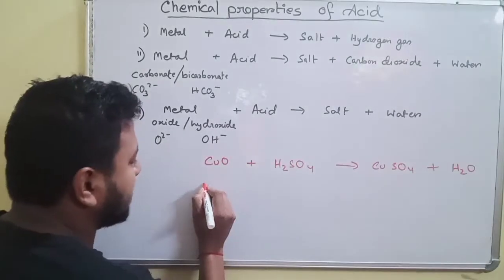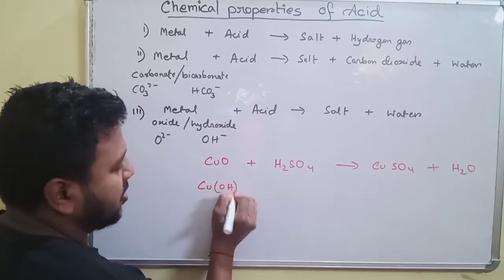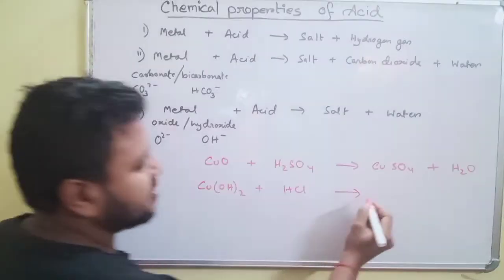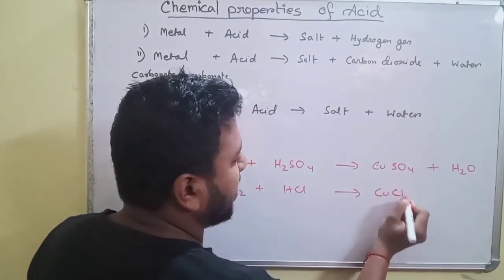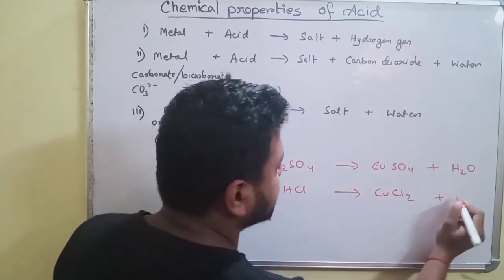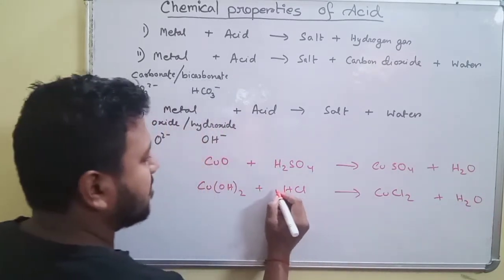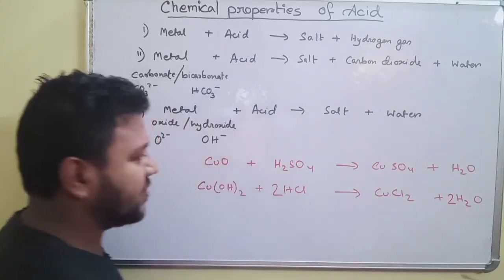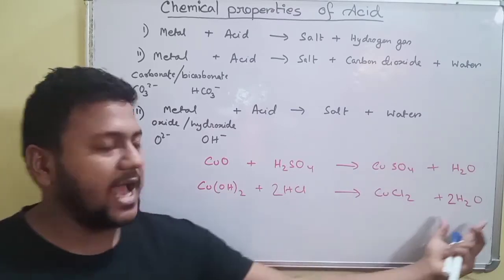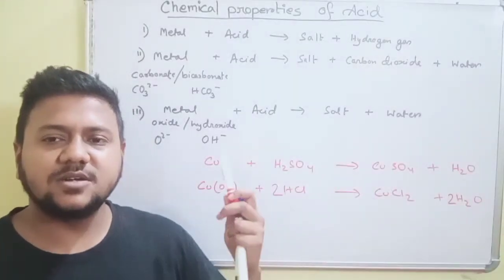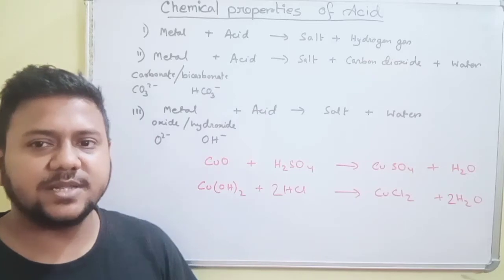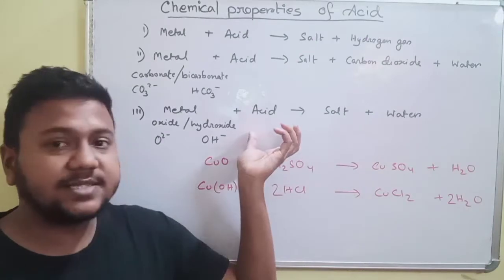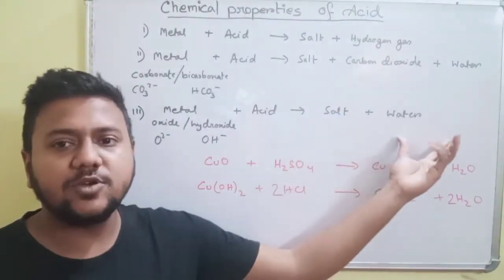Now let us see one more example. Copper hydroxide. Again we are reacting with a particular acid, hydrochloric acid. We will see it will be copper chloride, CuCl2, plus H2O. So we will get over here a salt and water. So in this third chemical reaction of acid, we have seen that metal oxides or hydroxides, when they react with acid, give out salt and water.